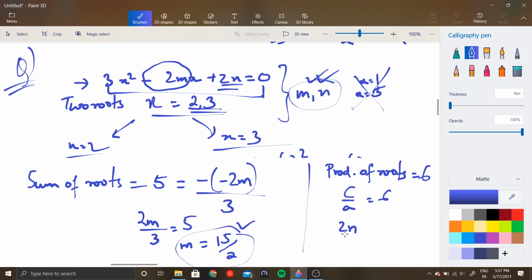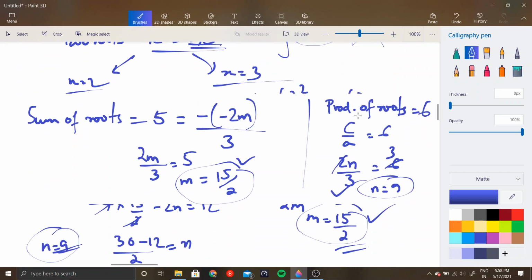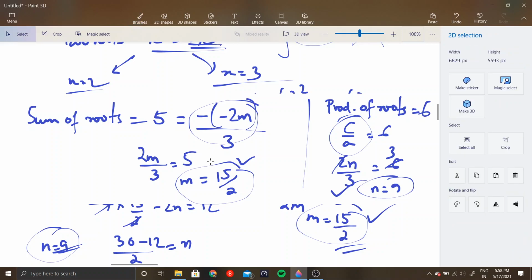So 2n by 3 equal to 6. So you have n equal to 9. Correct? So you see, knowing these formulas, that the product of roots is c by a and the sum of roots is minus b by a, it is very easy to solve these kinds of sums. You don't need to solve so many equations, and you can just solve the sum in under a minute.